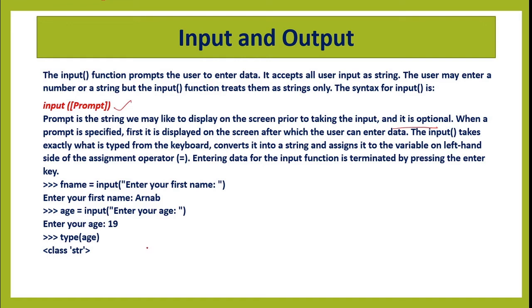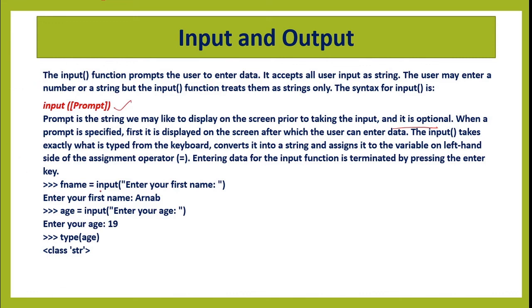When a prompt is specified, first it is displayed on the screen, after which the user can enter the data. Then the input function takes exactly what is typed from the keyboard, converts it to string only, and assigns that value to the left-hand side variable. See the example here.